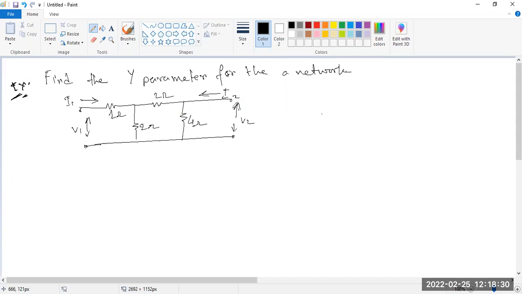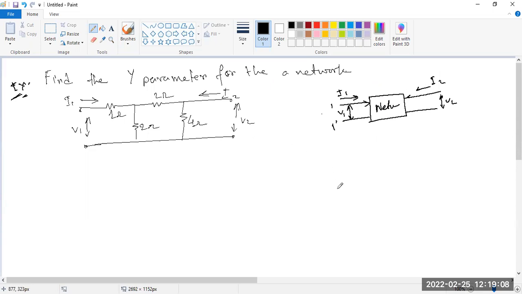So Y parameter is called the short circuit admittance parameter. Just recall these things. This is a network which can be represented as a two-port network. This is the input port and this is the output port, with port 1 and 1 dash, current I1, current I2, and voltages V1 and V2. This is the network.